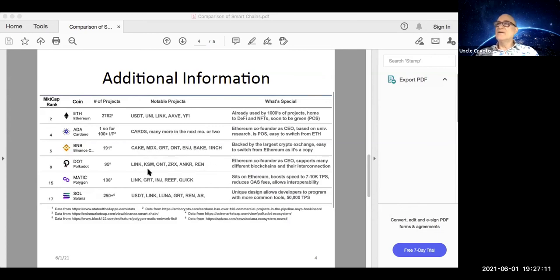Polkadot has some interesting ones. We've got Link, Kasama, KSM. Kasama is the sister project to Polkadot. The exact same people who are developing Polkadot. And by the way, Gavin Wood is the guy who was in charge of developing Polkadot. He was also an Ethereum co-founder. And he is the leader of Polkadot. He's also the leader of Kasama.